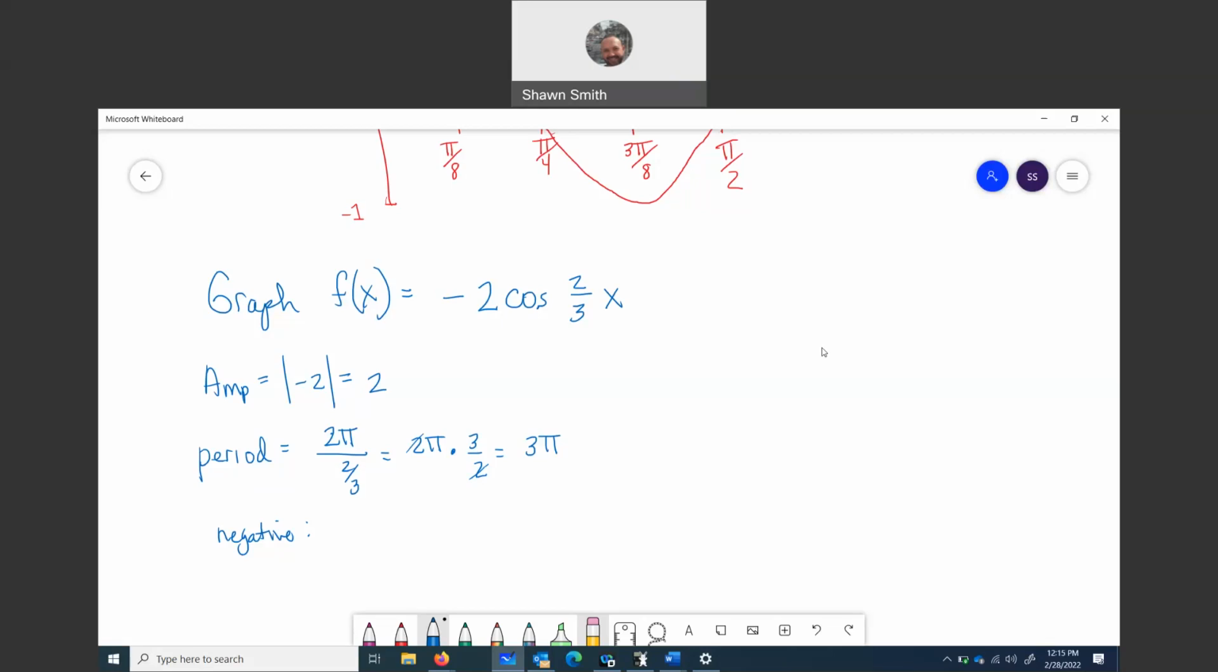So all it does is a flip along that middle line, right? Our middle line in this case is just the x-axis for this, right? All right, so we have enough information to graph this.